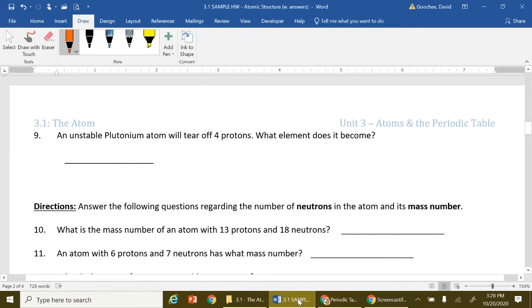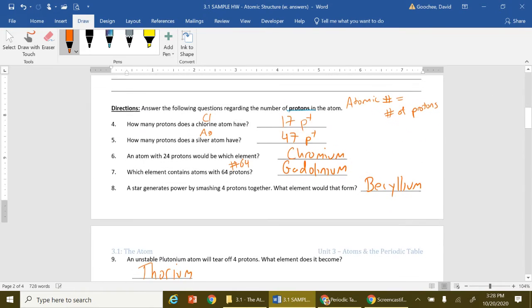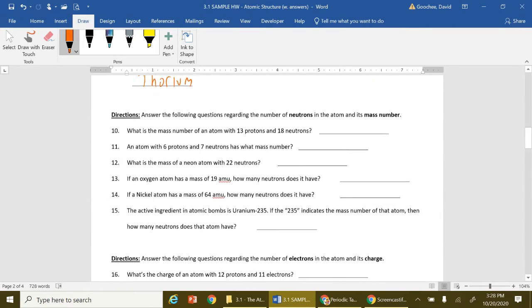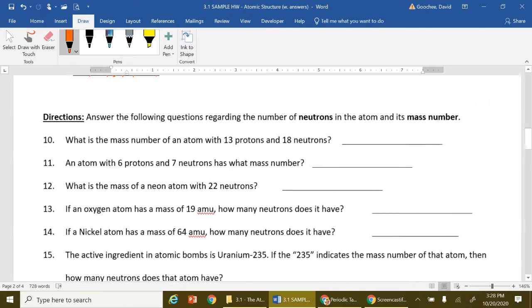Okay, now, if you're confused at this point, guys, we have different homework worksheets. I'm not doing your homework. I'm just doing very similar problems here, okay? On to the next set.